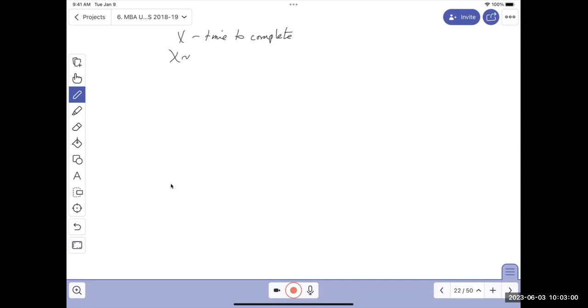So X is normal with a mean of 33. Oh, sorry, I'm reading the wrong one. Time to complete is normal with a mean of 90, but I do not mention the standard deviation, so I'll put it in there as a placeholder. It is known that 90% of students complete the assignment in under 120 minutes.